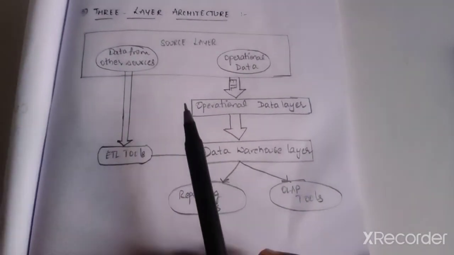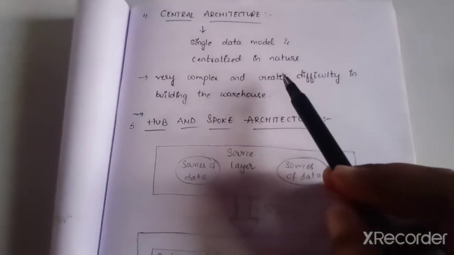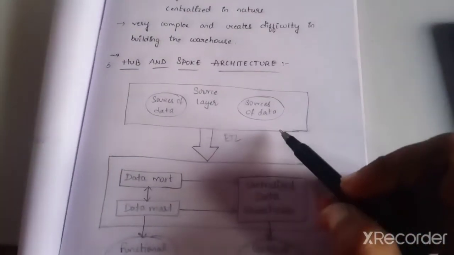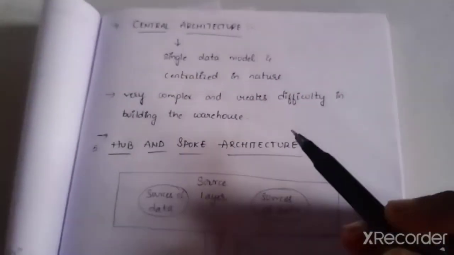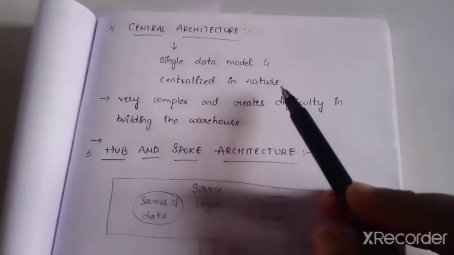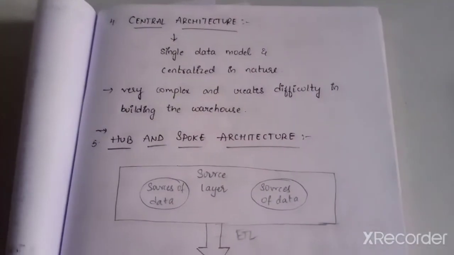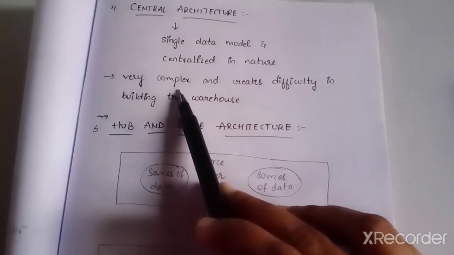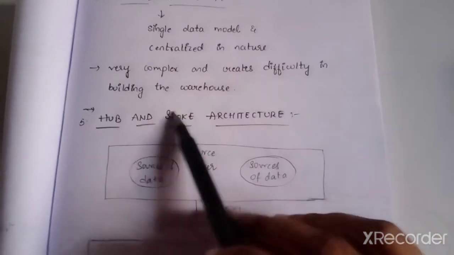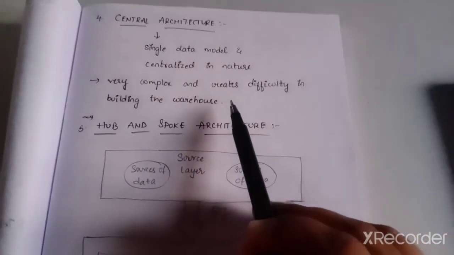Three layer architecture. Understood? In addition to single layer architecture, two layer architecture and three layer architecture, we have central architecture, hub and spoke architecture, and then we have federal architecture. First one is central architecture. This has a single data model and is centralized in nature. That means we have data in centralized form, and this architecture is very complex and creates difficulty in building the warehouse. So this is a very simple architecture but not generally used.